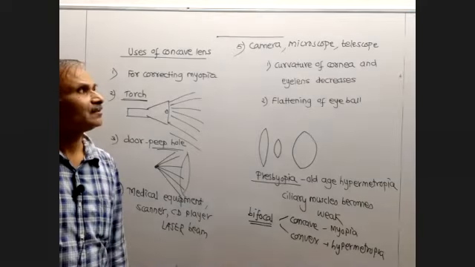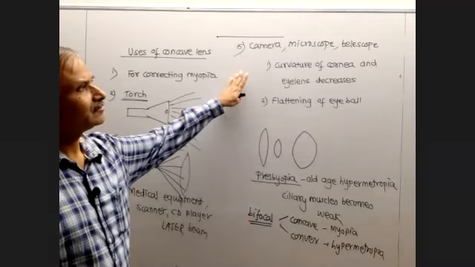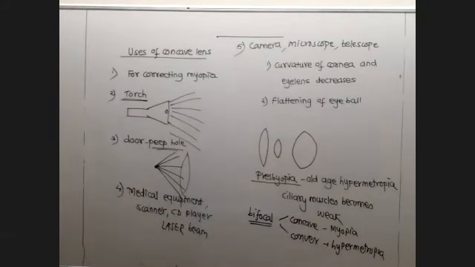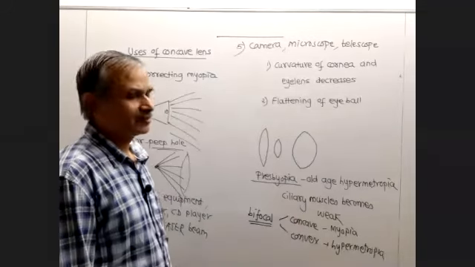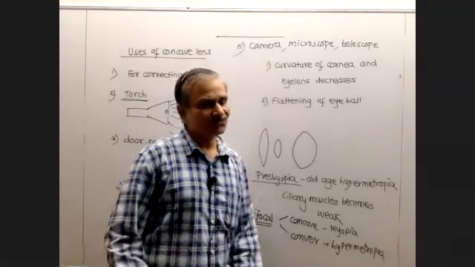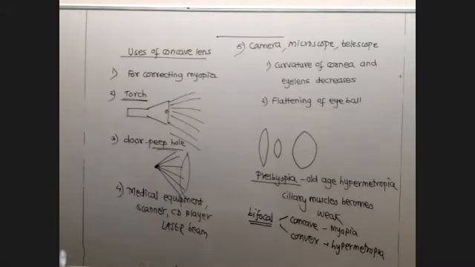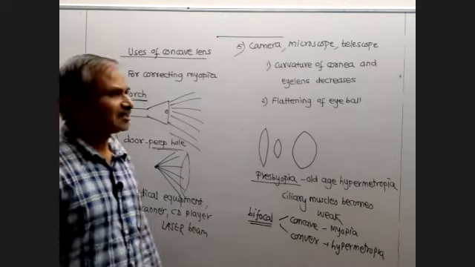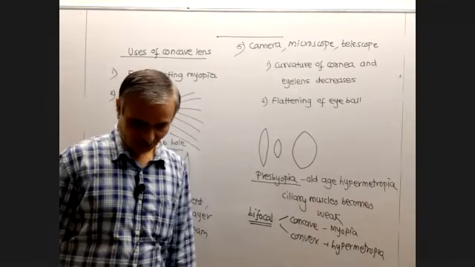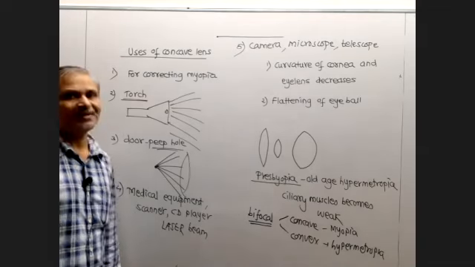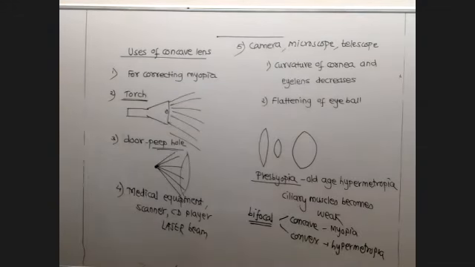Next, in camera, microscope and telescope, along with convex lens, concave lens is also used for better quality.